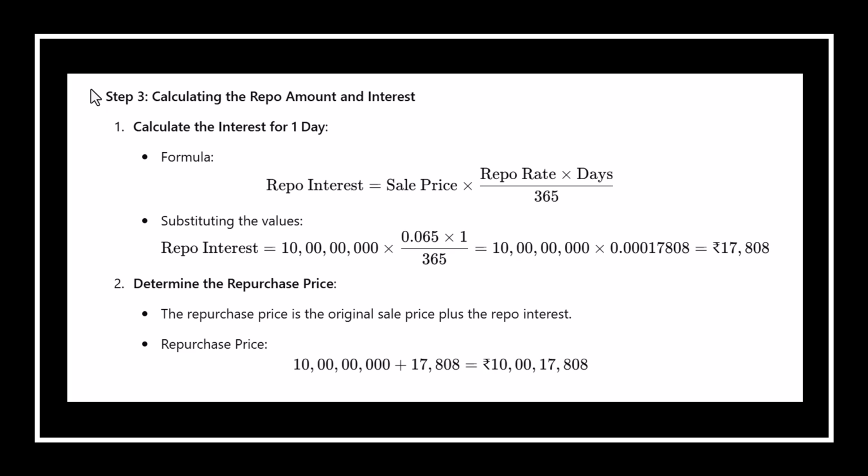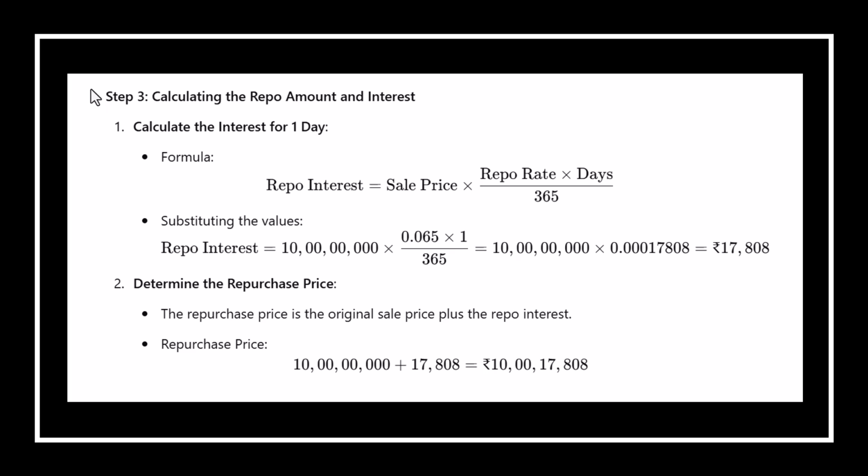So how will it work out? Sale price into repo rate into days upon 365. So 10 crores at 6.5% for one day comes to 17,808 rupees. 17,808 रुपया ब्याज लगेगा एक दिन का for one day for 10 crores. So this we have calculated at the repo rate.